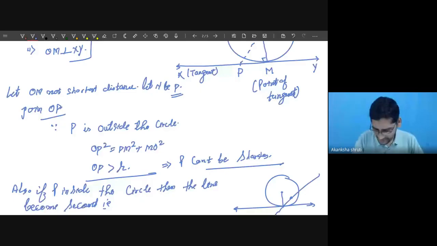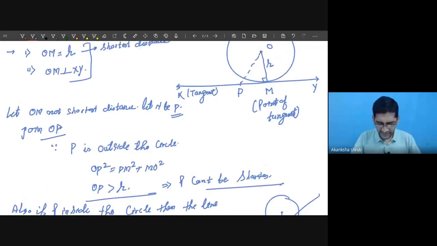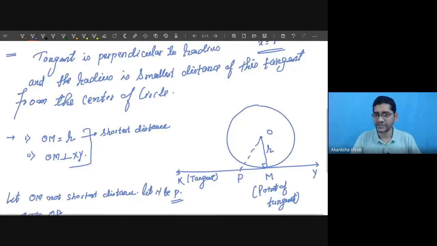That is not a tangent. So while it is not a tangent, this R is the shortest distance. So this method is called the contradiction method. Students, this hypothesis or these kinds of theoretical questions are not asked. You have to just understand the concept. Sometimes this contradiction-based question may be asked in your MCQs.